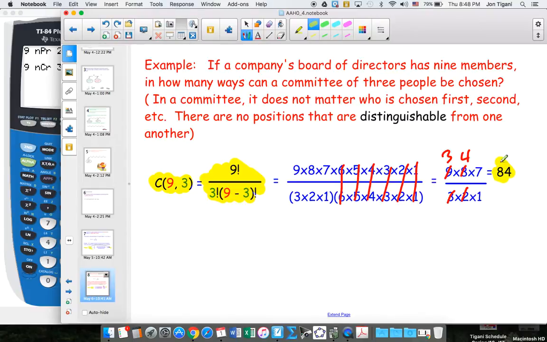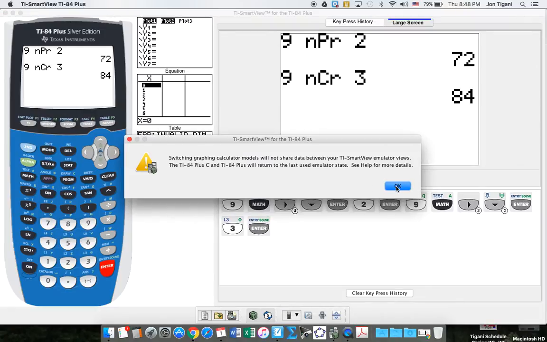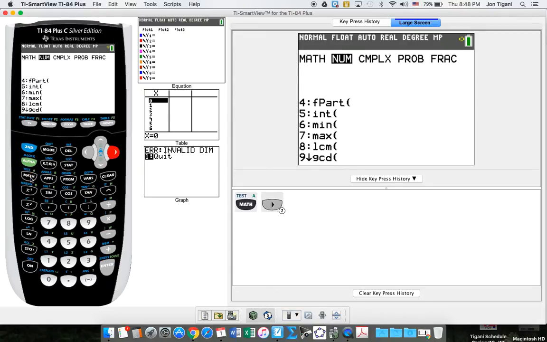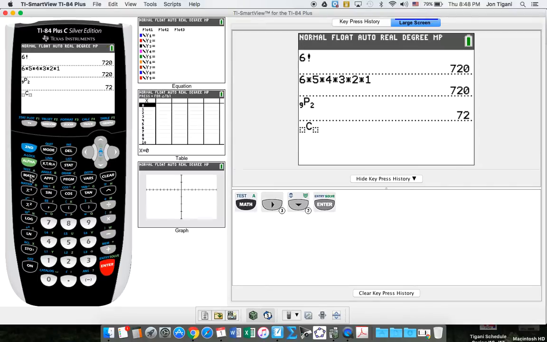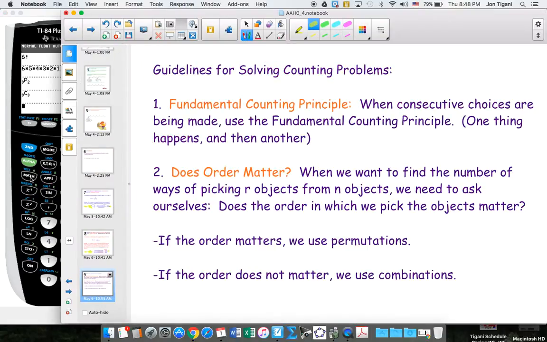Okay. Let's go back to the other version. Let's say you had the other version calculator. So we go to math, PROB, NCR, N was 9, R was 3. Voila, there's your 84. Okay, let's keep going.